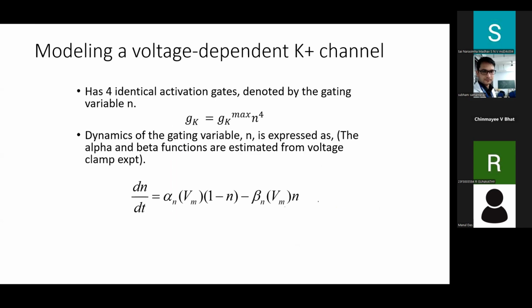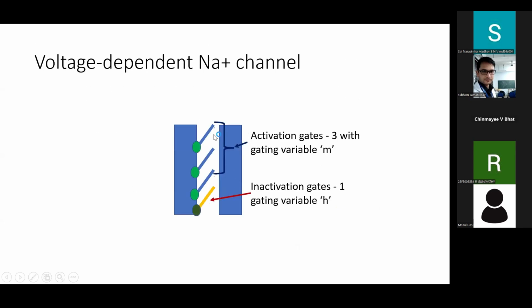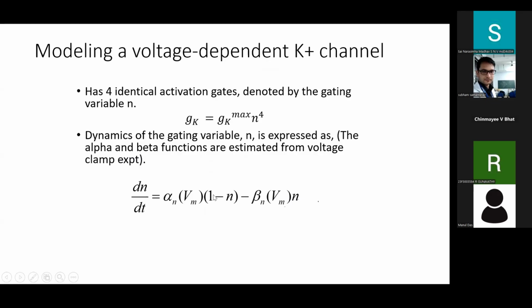So this is for sodium. We have 3 activation gates, one inactivation gate. I'm sure this is all a part of an elaborate exercise for fitting coefficients, nothing more than that. And the same thing for potassium. They said there are 4 activation gates. The variable is n.